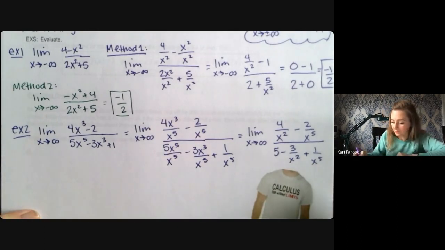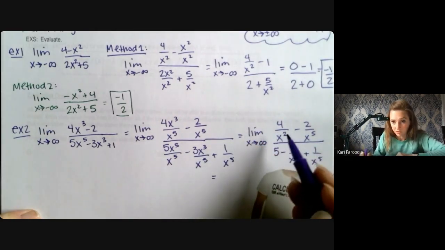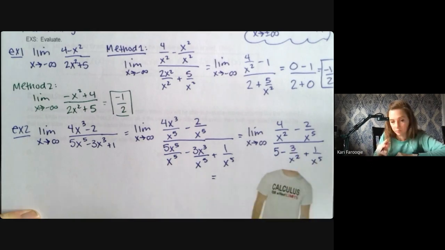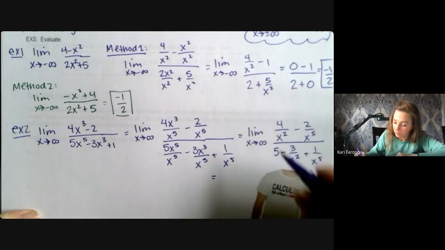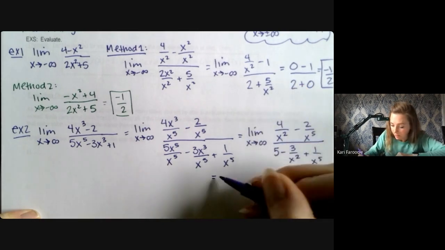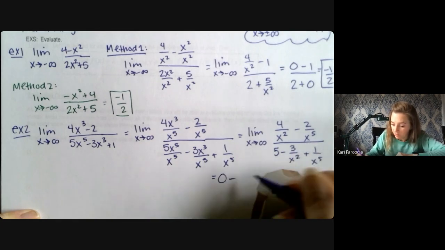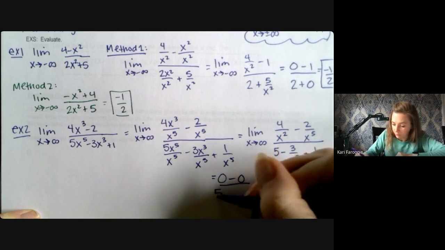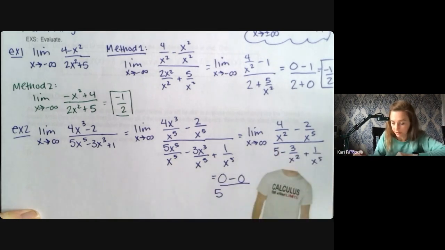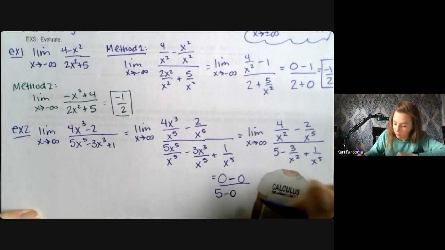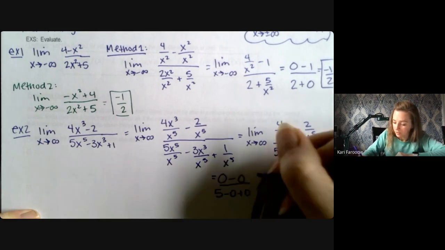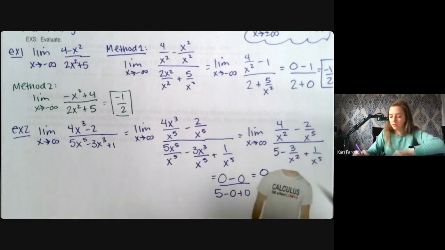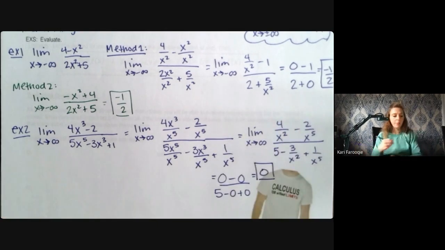So our limit here, oh, I'm running out of space on this one. I'll just pop it down here. As soon as I start to plug in values for x or to evaluate the limit, I'm going to drop the limit notation, kind of like how I did up here. 4 over x squared will go to 0, minus 2 over x to the 5th will go to 0. And in the denominator, we have 5. There's nothing to evaluate there. Minus 0 plus 0. And 0 divided by 5 is 0.